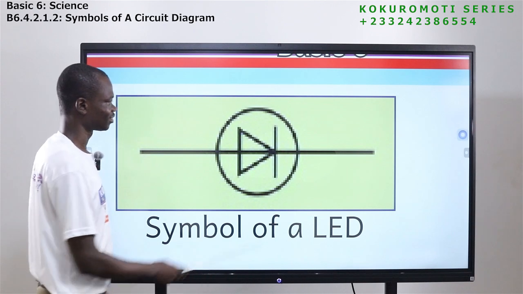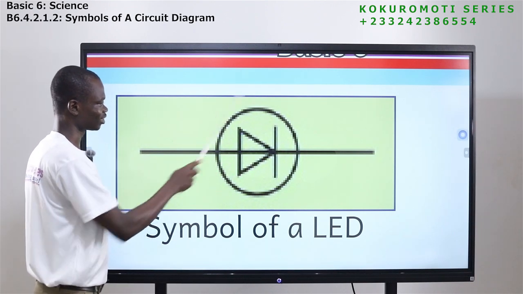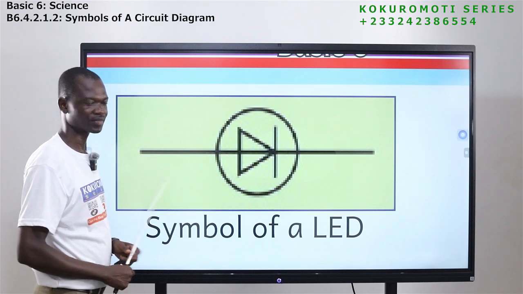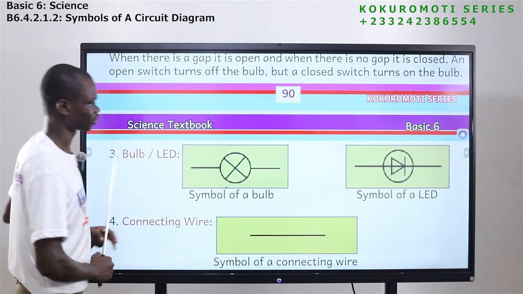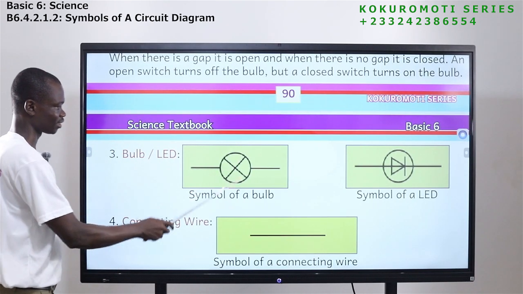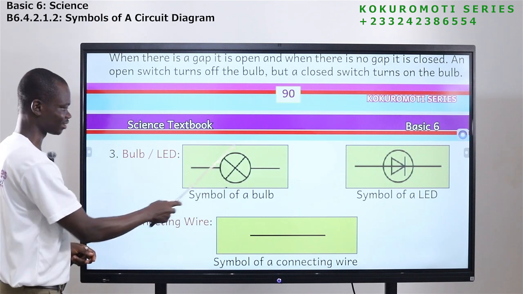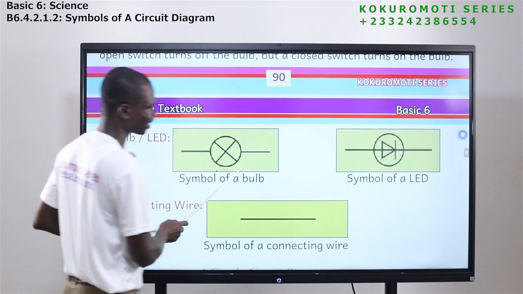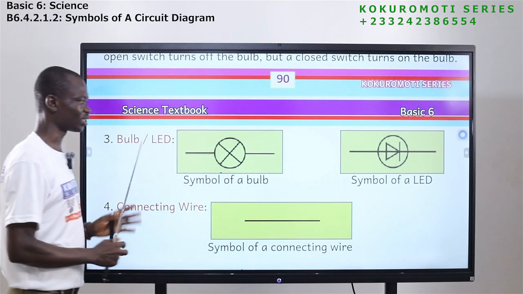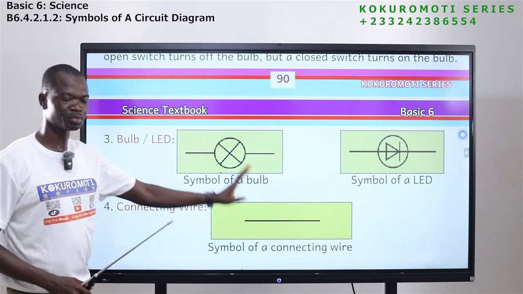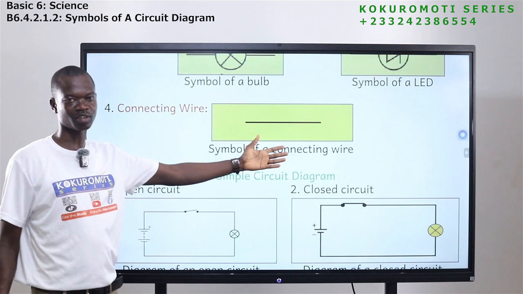Now let's come to this side. This is an LED. Have you seen an LED? Look at the sign here. This is the symbol for an LED. Okay, so look at the difference. This one has an X in a circle, but here, you don't have it like that. So try to know the difference. You should be able to differentiate between an LED and a bulb. Now, connecting wire. This is a connecting wire.